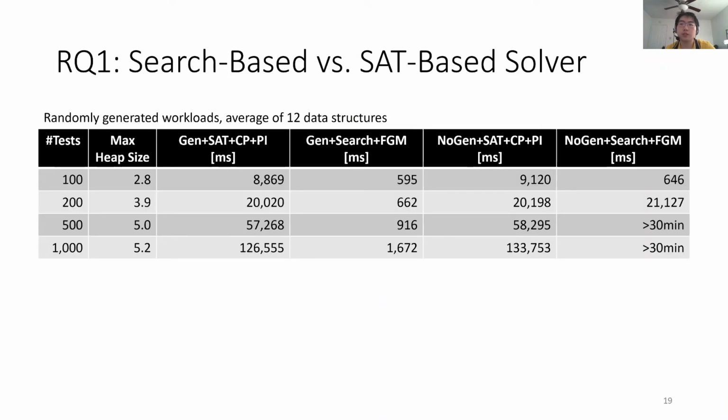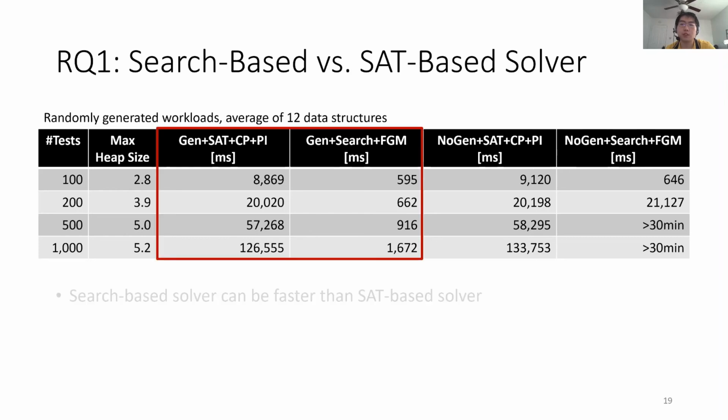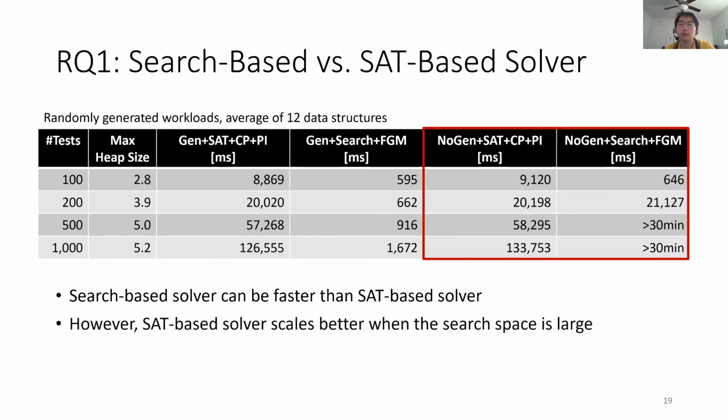This table shows the execution time in milliseconds on the randomly generated workloads averaging across 12 data structures. Comparing the first 2 configurations, the set-based solver with generator and the search-based solver with generator, we see that the search-based solver can be faster than the set-based solver. Now comparing the other 2 configurations, the set-based solver without generator and the search-based solver without generator, both solvers now have more work to do without the help of the generator. And we found that the search-based solver is still faster on the smallest workload, but it becomes slower on larger workloads. That shows that the set-based solver scales better when the search space is large.